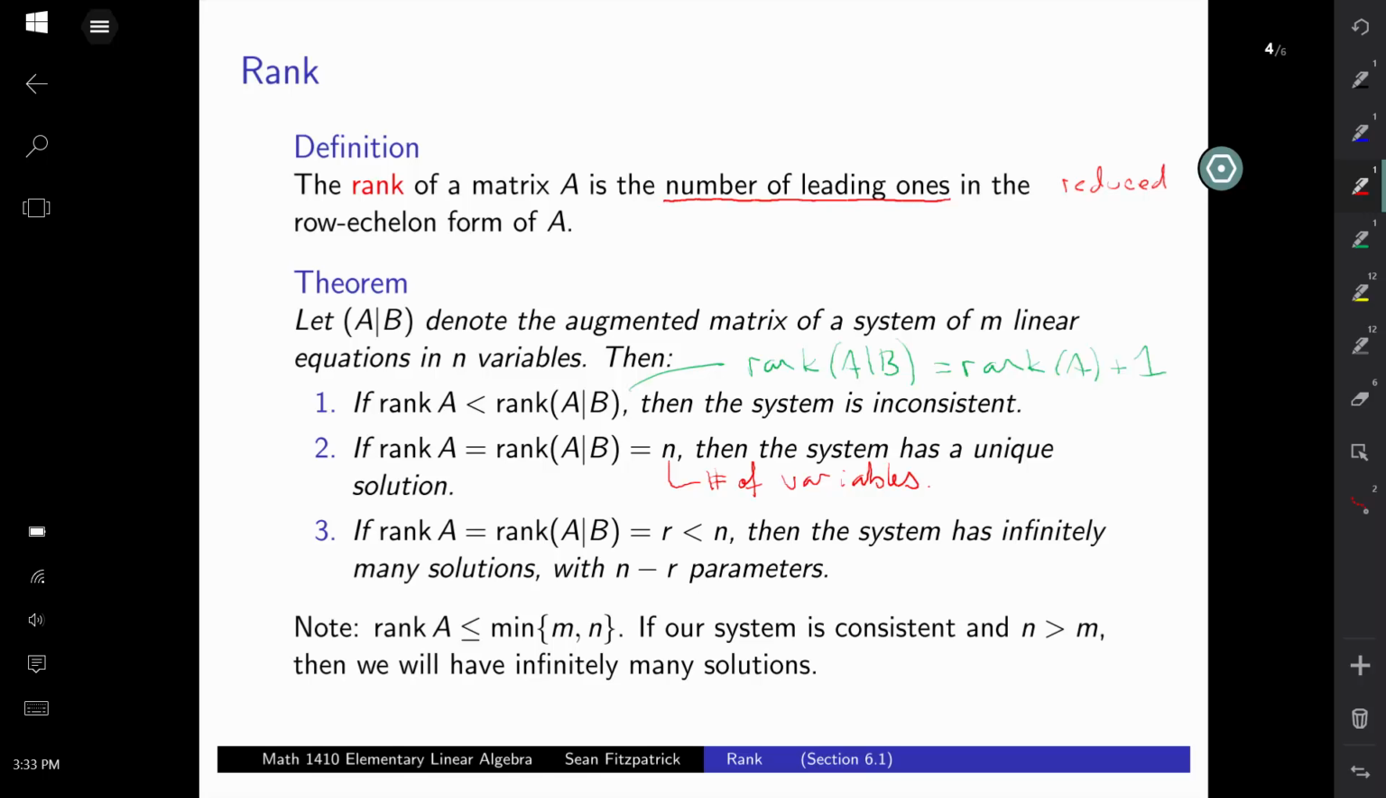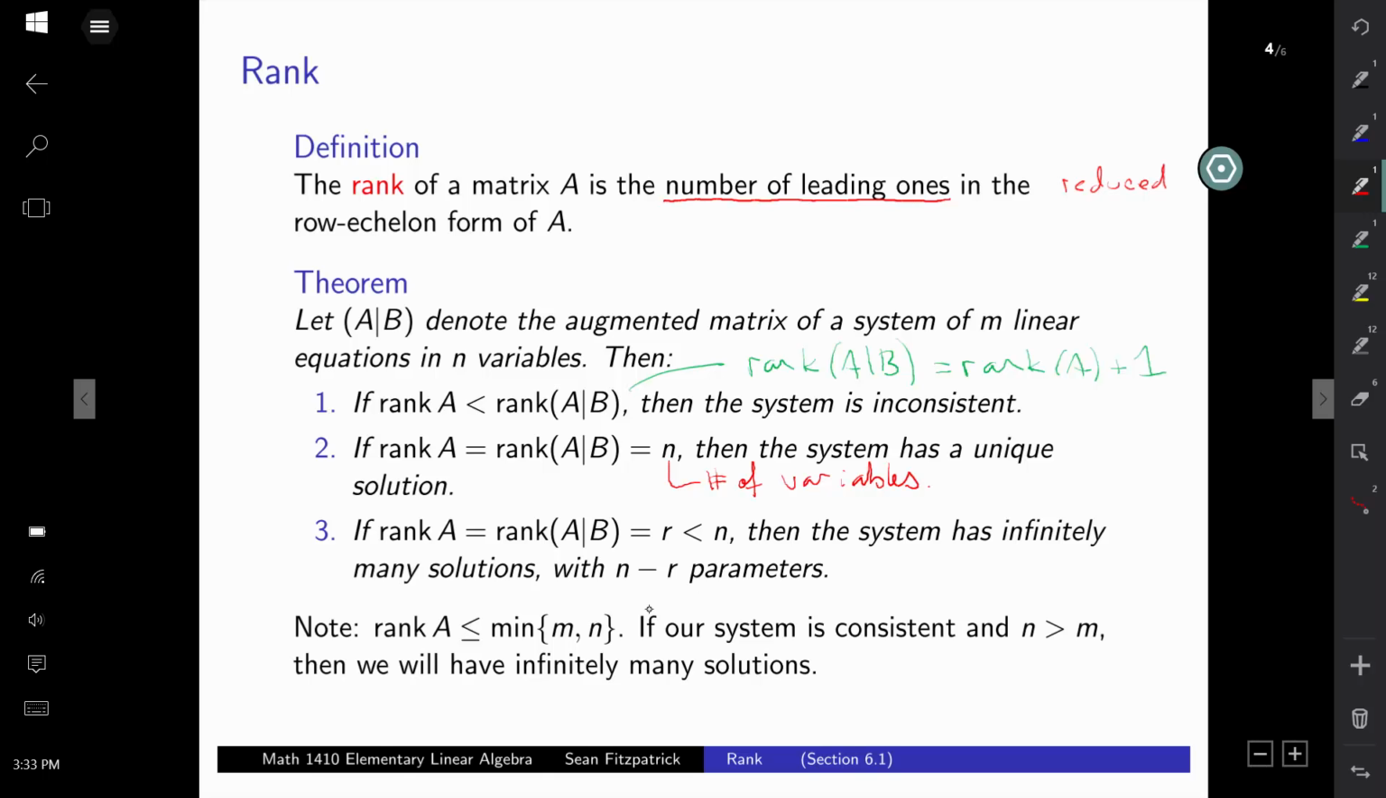One note to make here is that when you're trying to figure out what possible values the rank could have, well, the rank is given by counting leading 1s, right? And every leading 1 occupies both a row and a column, and so that means that you can't have more leading 1s than you have rows, and you also can't have more leading 1s than you have columns.